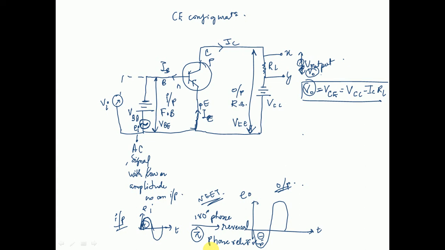That means as the input signal goes through its positive half cycle, the amplified output signal is going through its negative half cycle. That is the 180-degree out of phase, or opposite phases. That is the part from where the question is coming. Why is this happening?